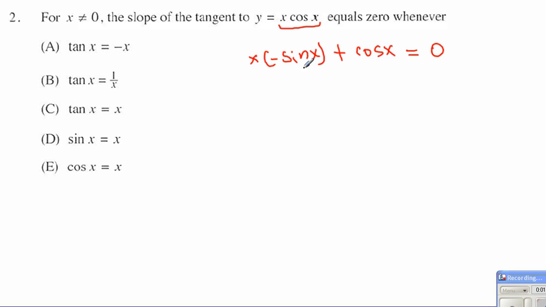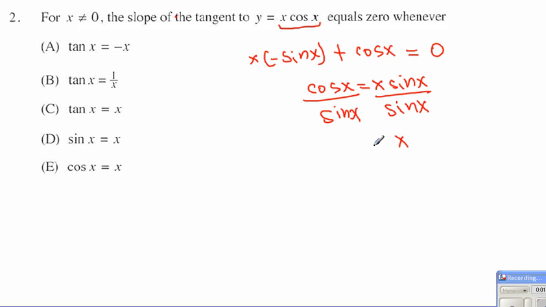Now, by moving this one to the other side, we realize cosine of x will be equal to x sine of x. Now here, by dividing both sides by sine of x, we get that x will be equal to cotangent of x. Now, that in fact is equal to choice B, because if you flip each side, meaning if you get the reciprocal of each side, then you would have gotten the answer choice B right here.